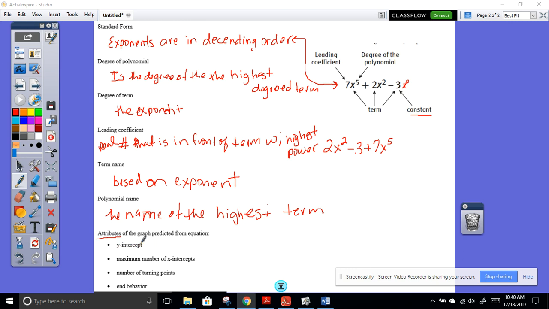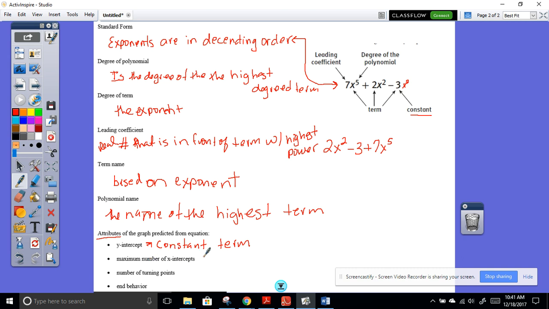So one of the things you can tell is what the y-intercept is. The y-intercept is always going to be the constant term. Okay, so the constant term is going to be the term without the variable, or the x to the 0 term. That's going to be what your y-intercept is.